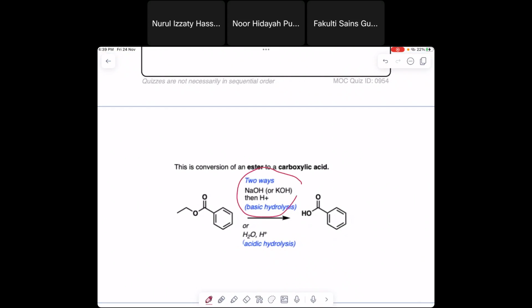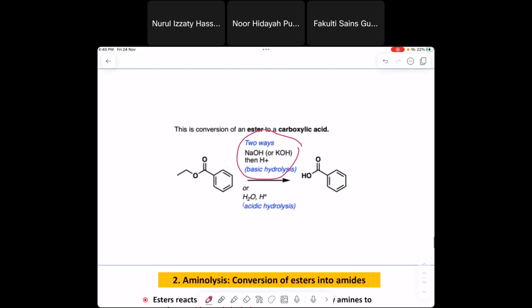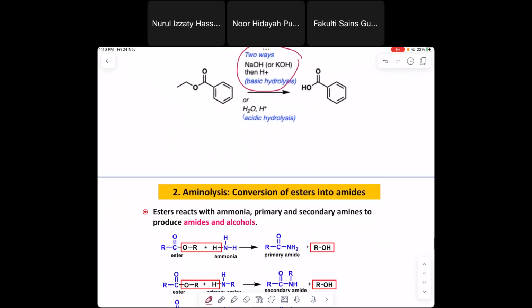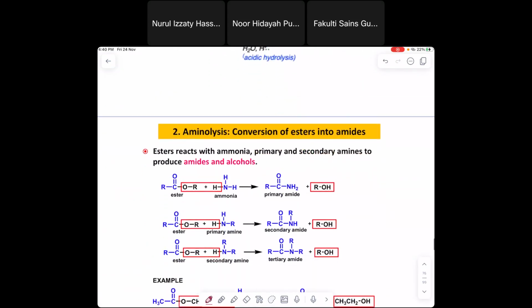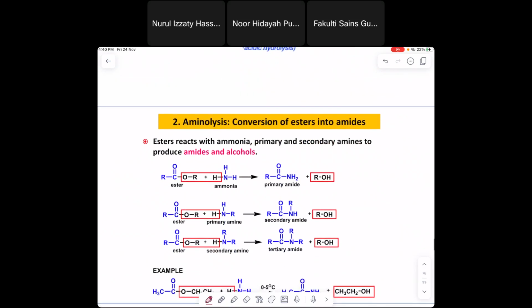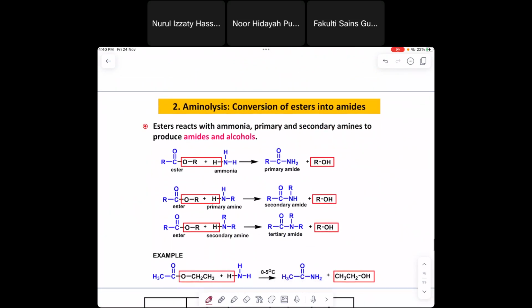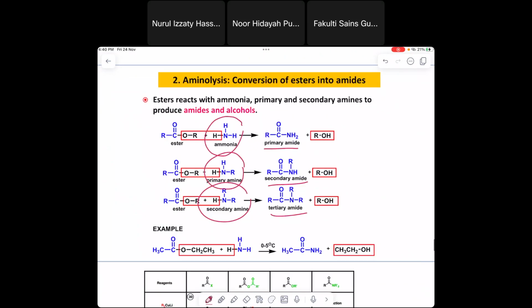You boleh guna base, guna sodium hydroxide, and then kita tambah H plus lah untuk get your acid, or just water in the presence of acid. We call it acidic hydrolysis. The second reaction ester boleh pergi is aminolysis. Ni more to revision jugalah. So again, kalau you react with an excess of ammonia, you get a primary amide. Primary amine dapat secondary amide. Secondary amine, you get tertiary amide.